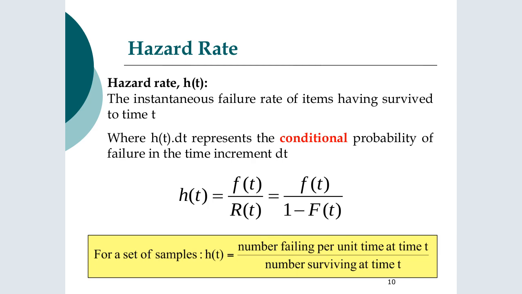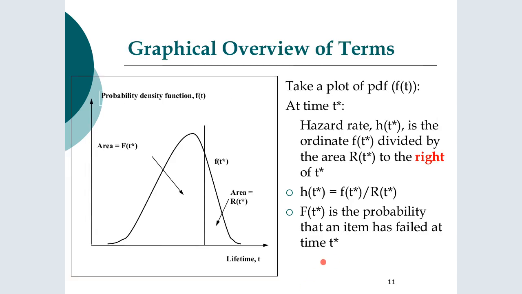So to understand that a bit better, we look at this graphical overview of the terms. And this will hopefully help you understand what is meant by the different terms. What I'm highlighting at the moment with my red marker pointer is the PDF function. And if we have a time instant t star, then this value here would be our PDF function at t star. The failure data is given by the area under this curve to the left-hand side. The reliability is given by the area to the right. And the hazard rate is given by the value of f of t star here divided by the area to the right.